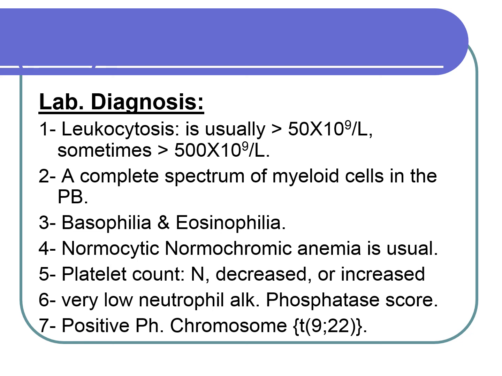Very low leukocyte alkaline phosphatase in comparison to the very high score for leukemoid reaction, and the Philadelphia chromosome is positive in the CML case and negative for the leukemoid reaction case.